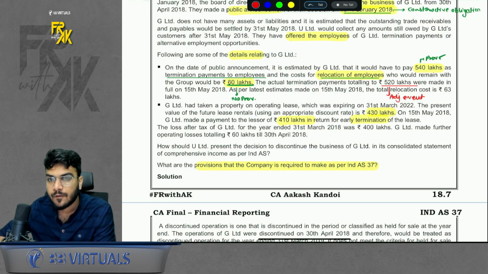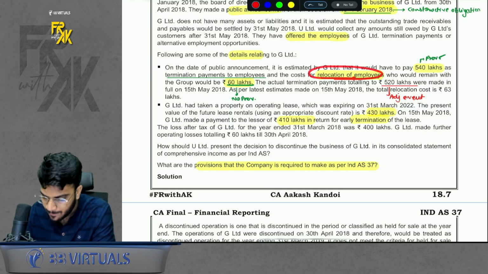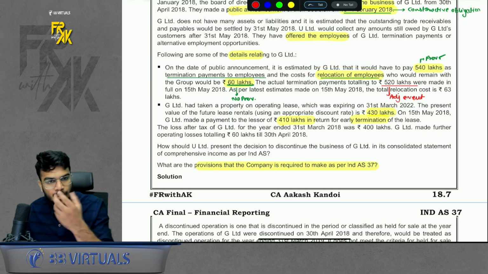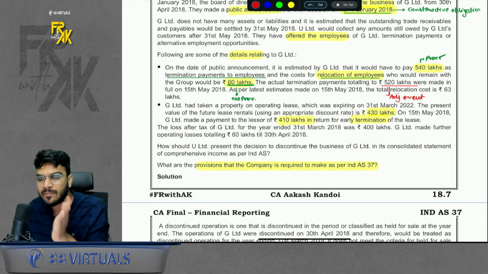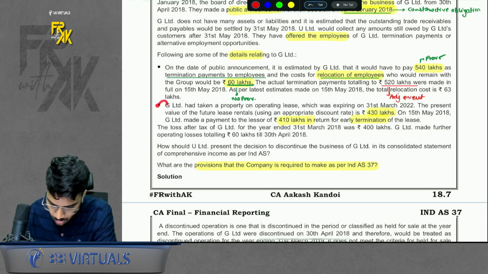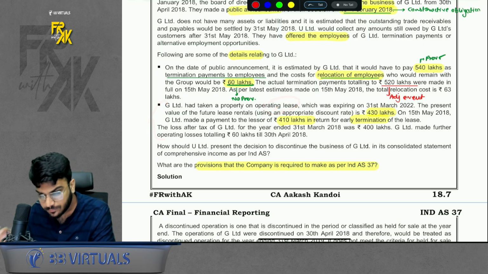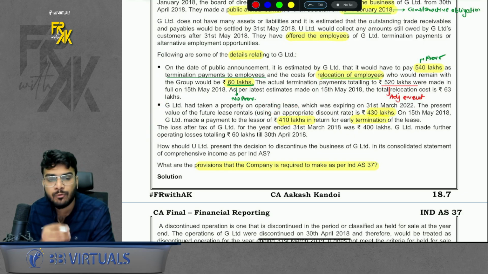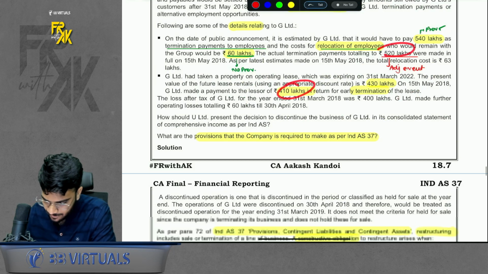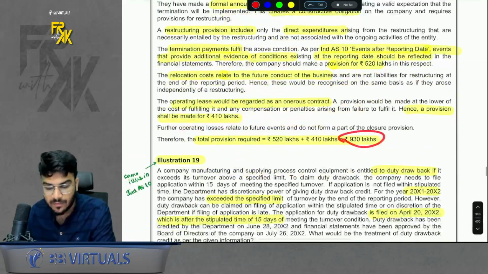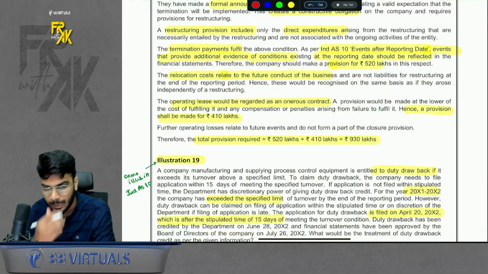Apart from this, we are also making some relocation payments. Relocating means transferring employees from the existing business to a new business. This is relating to future conduct of business, so do not consider it in the provision amount. Also, there is an operating lease in the old business, which we have to cancel and make a payment. 430 lakhs was considered in the provision, but the actual payment turned out to be 410. Adjusting event, consider 410. So 520 plus 410 makes a provision of 930. Simple. But of course, give the relevant theory as well.